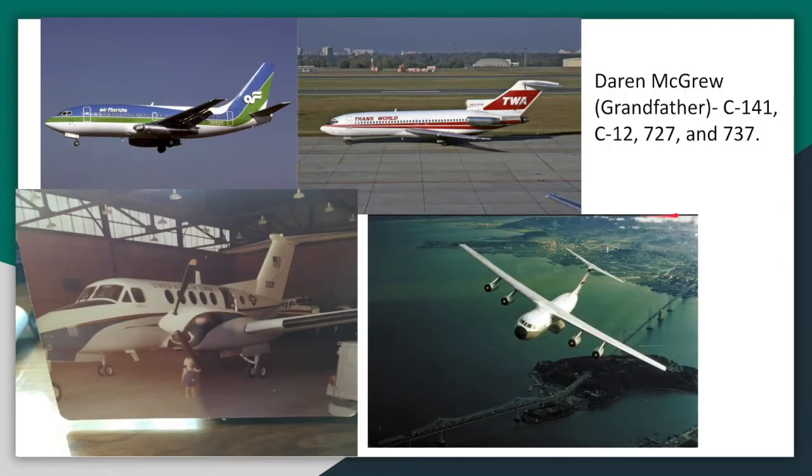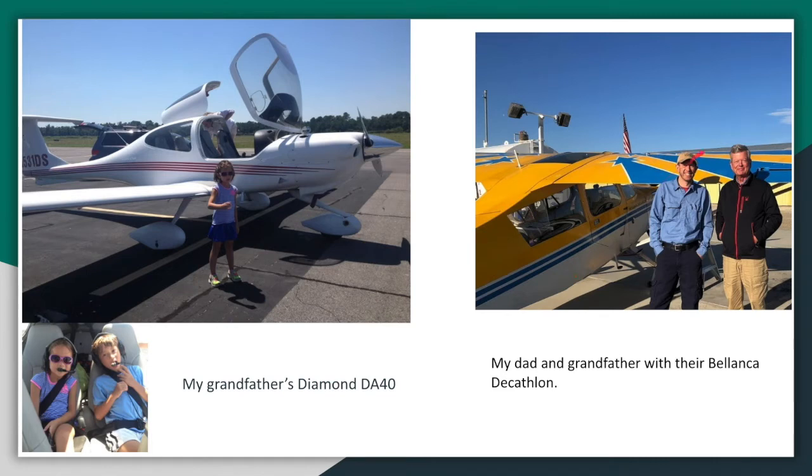This is my grandfather, Darren McGrew. He flew commercial airplanes and for the Air Force. And here's my dad. He and my grandfather have a private plane. It's a Bellanca Decathlon. And this is my grandfather's old plane that he got once he was retired. It's a small private plane.